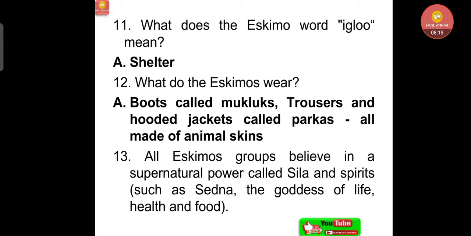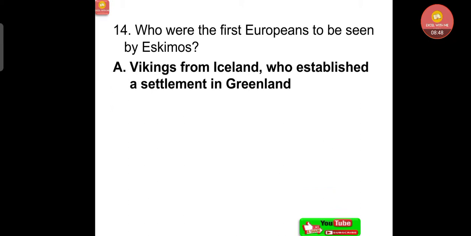What does the Eskimo word igloo mean? That is shelter. What do the Eskimos wear? Boots called mukluks, trousers and hooded jackets called paraks, all made of animal skins. Now all Eskimo groups believe in a supernatural power called Sela and spirits such as Sedna, the goddess of life, health and food. Who were the first Europeans to be seen by Eskimos?